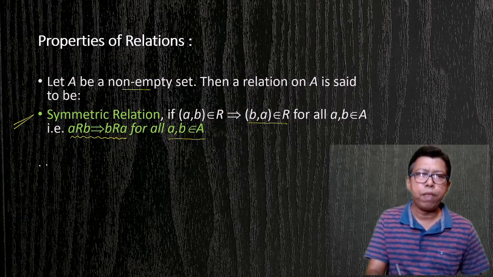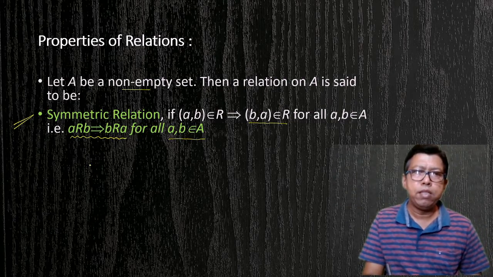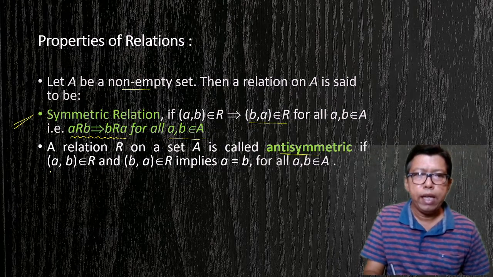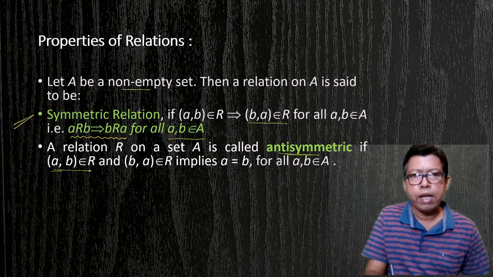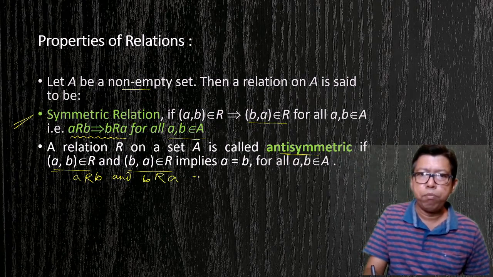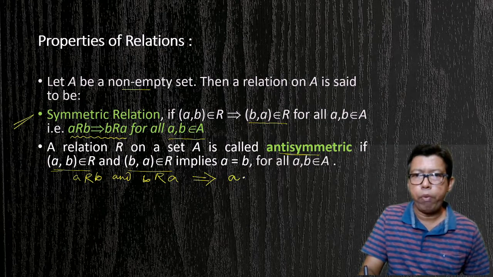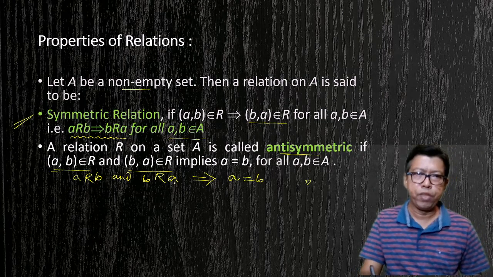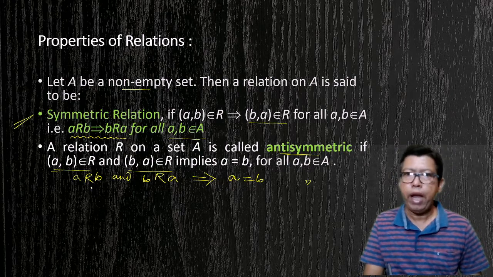And this will be anti-symmetric if you find that (a, b) belongs to R and (b, a) belongs to R. That means a is related with b, and b is also related with a, and if you find both combined implies that a is equal to b for all a, b belonging to A. In this case, the relation R will be anti-symmetric.